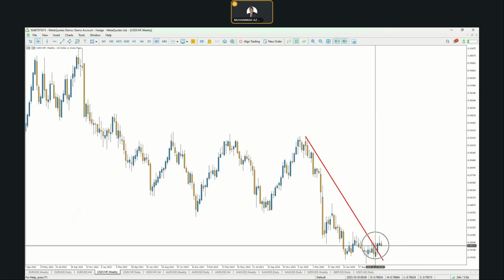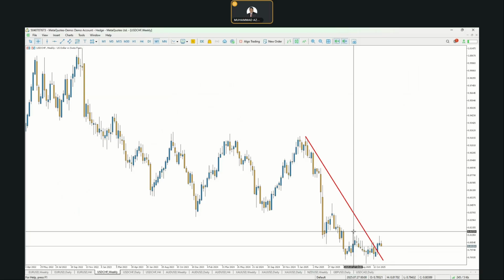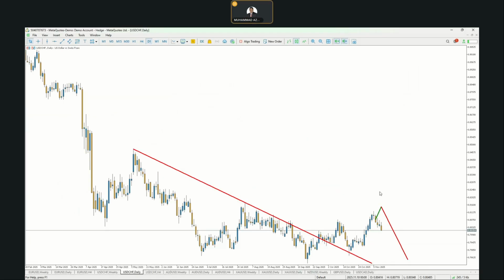Swiss franc showed us this breakout, but failed to stay higher. Also, it didn't go above this old swing high. Let's take a look at the daily. So over here, this is what I was expecting. I was expecting a bullish rally in US dollar Swiss franc. This is what we got exactly.